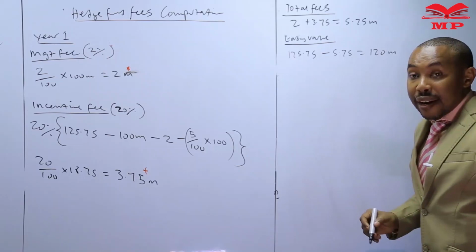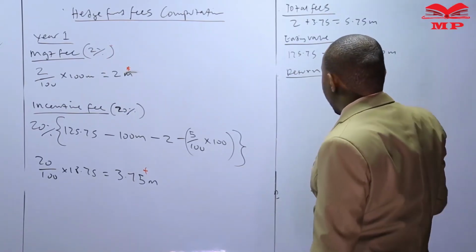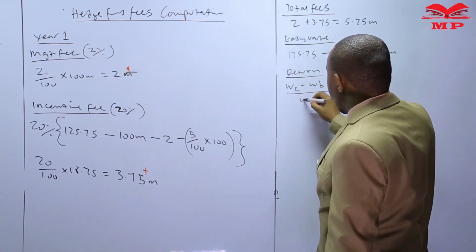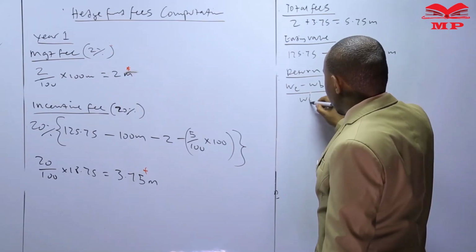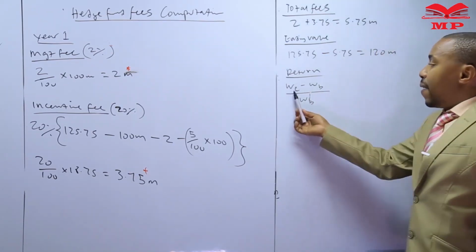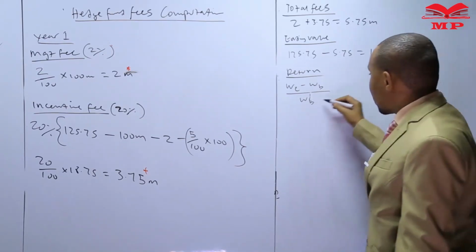So the return is given as wealth at the end minus wealth at the beginning over wealth at the beginning. Please note these are subscripts, like that. So the ending value minus the beginning value over the beginning value. That's what we're saying. So what happens is this.